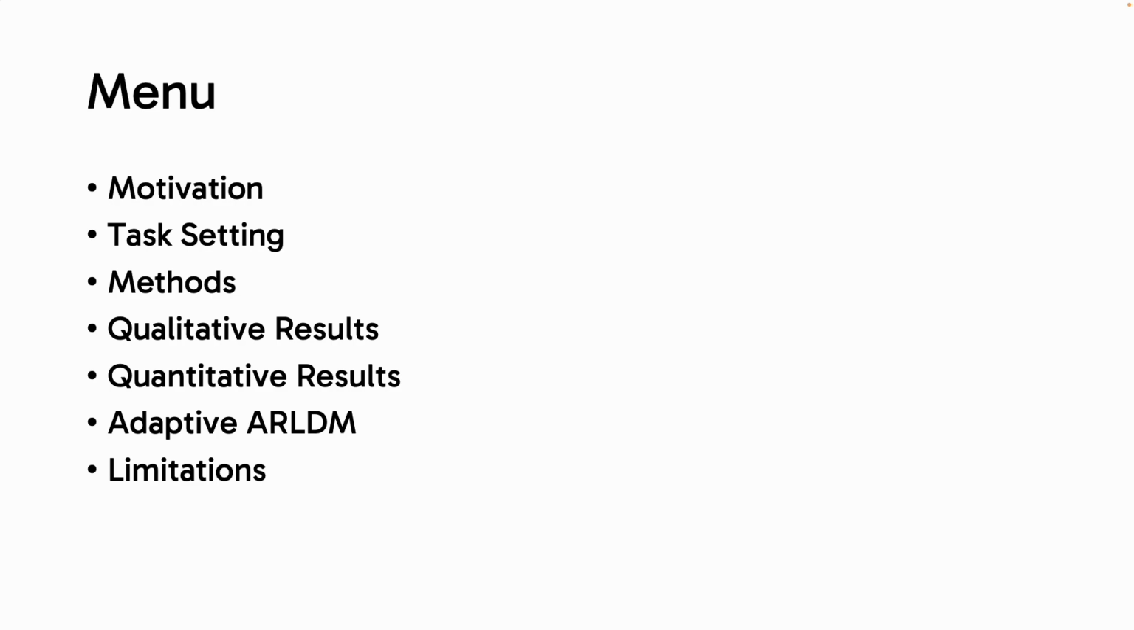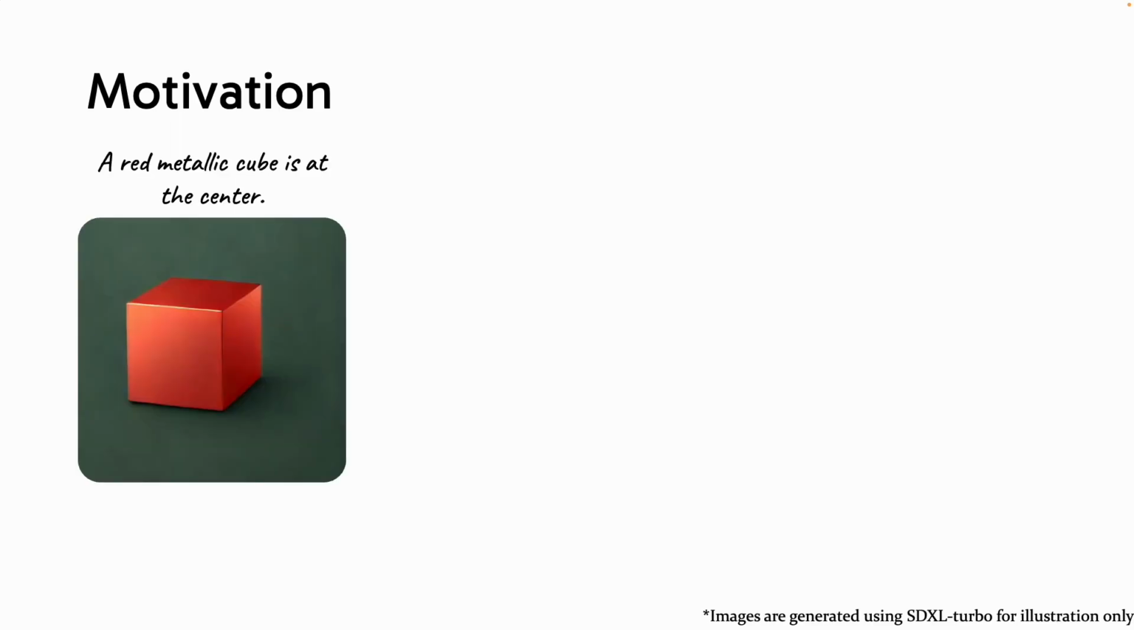Today I'm going to introduce our motivation, task setting, our methods, qualitative and quantitative results, our adaptive methods, and limitations. Now let's start from the motivation. Our motivation is quite simple. Nowadays, there are many awesome text-to-image models like Imagen, SDXL, and DALL-E 3. When given a prompt like a red metallic cube is at the center, these models can easily generate images in high fidelity.